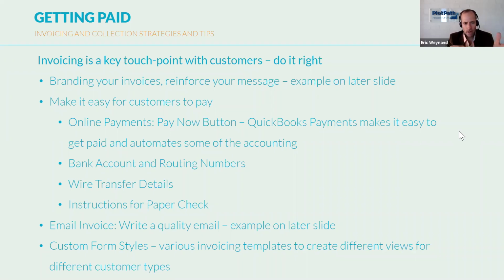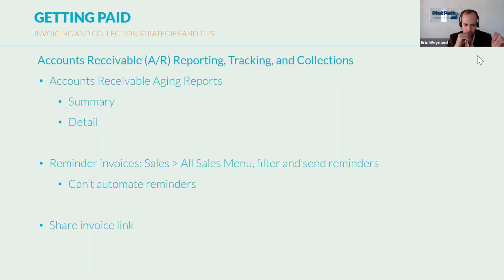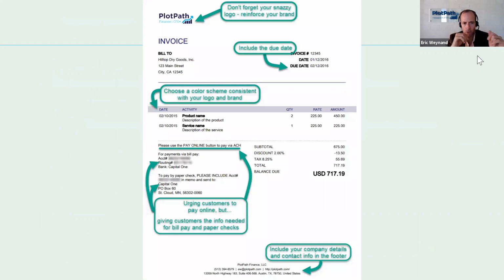We're going to talk about bank account, wire transfer, and instructions for the paper check. Easiest way to talk about this is on that example of the invoice. So yes, we want to create online payments, but some clients, you're never going to get away from this, are old school, and they will still have their own accounts payable process, and they have to send you a paper check and this kind of stuff.